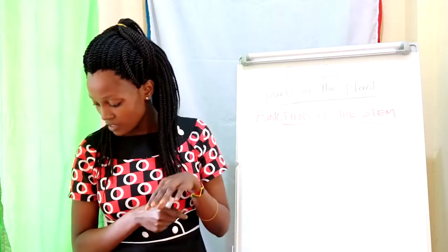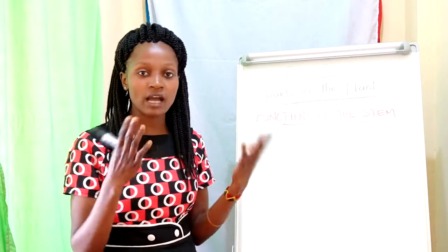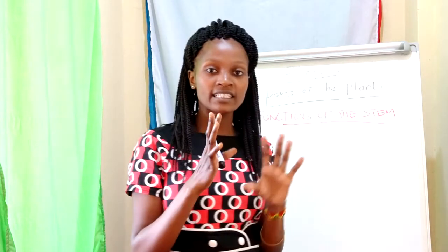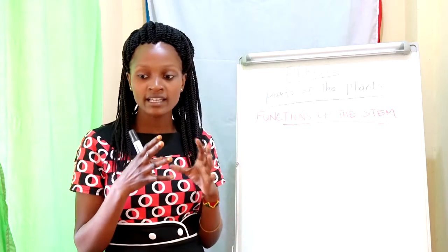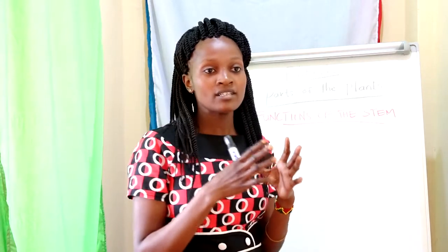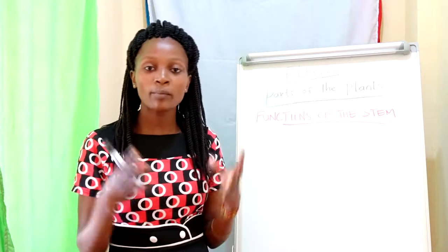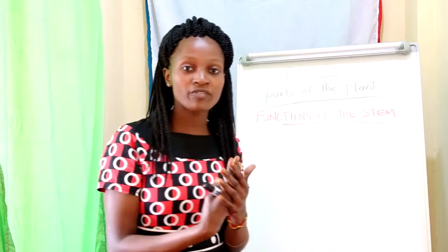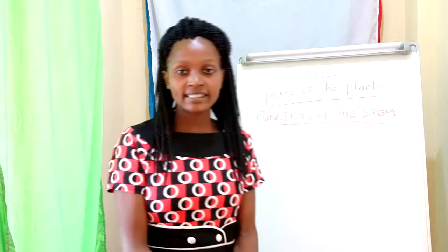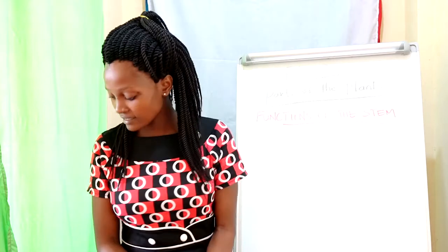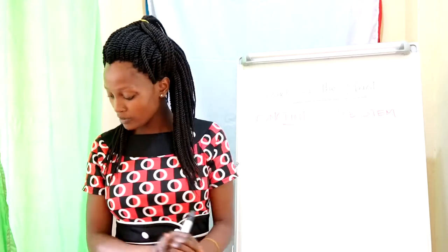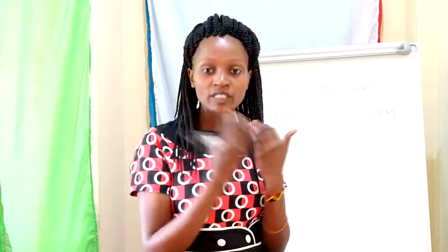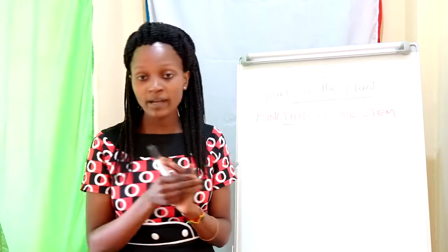Okay, another function is protection. Remember the stem has got its outer part whereby you find that it's hard and woody. We call that part the bark. So the bark of the stem protects the inner part of the plant. So it supports the plant by protecting its inner parts.